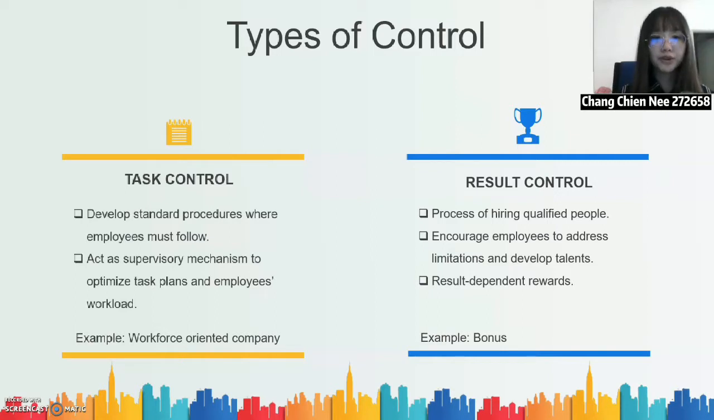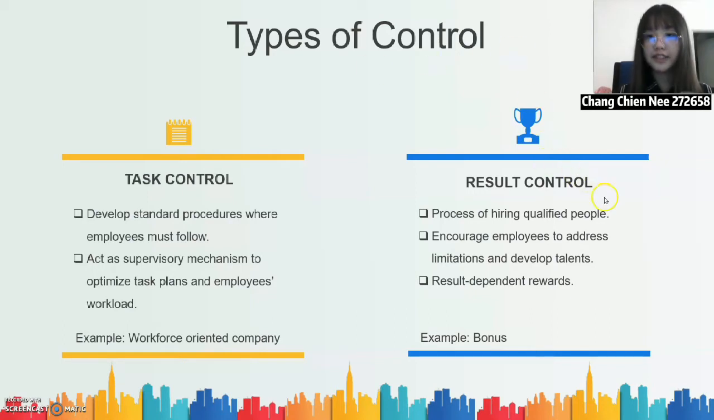The process of task control is typical for most organizations that have a workforce. It acts as a supervisory mechanism to optimize the task plan and the employee workload. Its purpose is to provide assurance that every worker is assigned to the right task considering the worker's ability and skill.